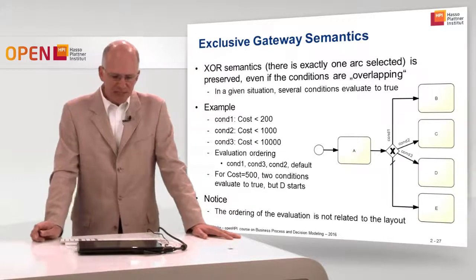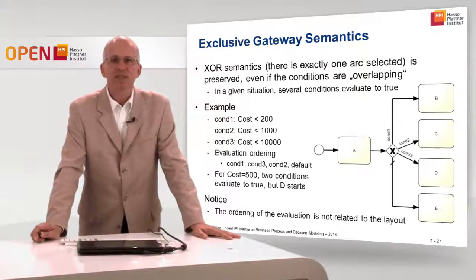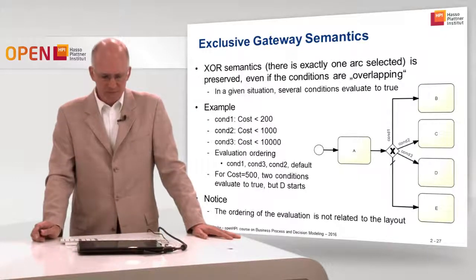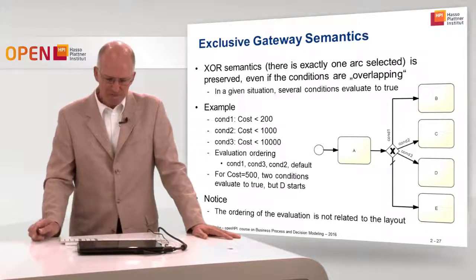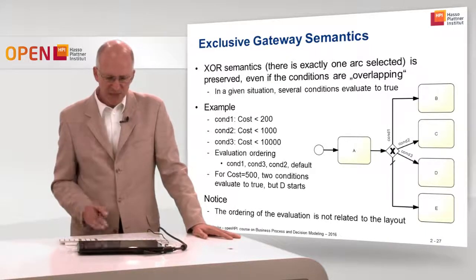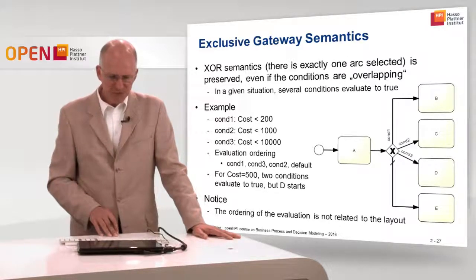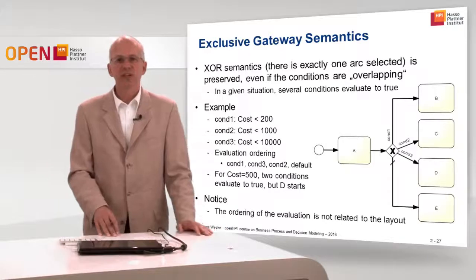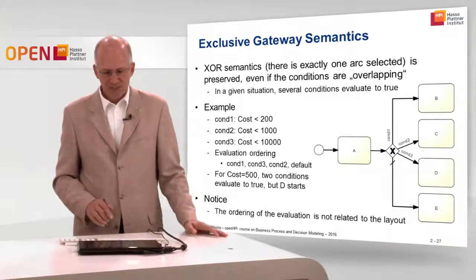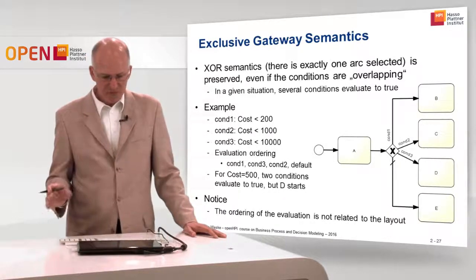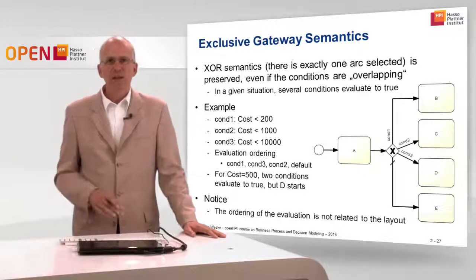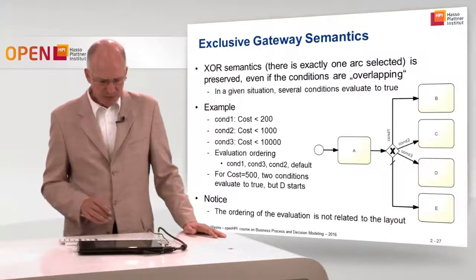It's worth mentioning that the XOR semantics, so the semantics that exactly one branch is chosen, is preserved even if the conditions of the edges are overlapping. By overlapping conditions, I mean that in a given situation, several conditions evaluate to true at the same time. So this is not forbidden. This is not forbidden by BPMN.